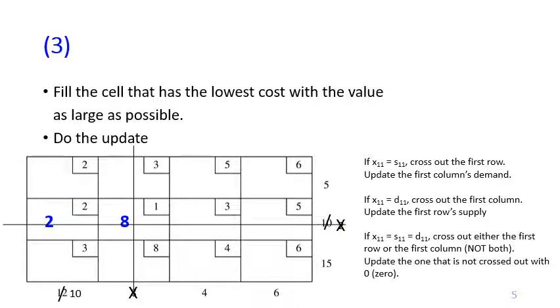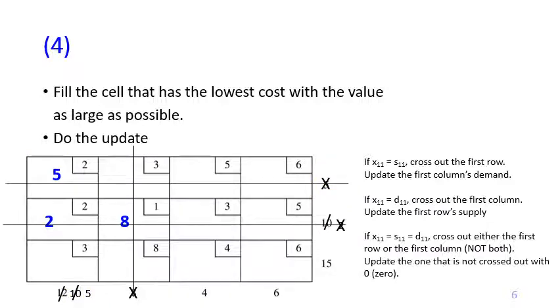We keep going by finding the cell that has the lowest cost. Now it's this one here. This one corresponds to the supply of 5 and demand of 10. So at most we can fill this cell with 5. So put 5 there, cross out the row, update the column.